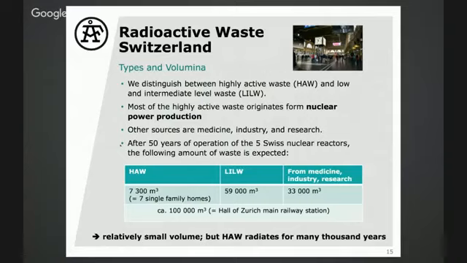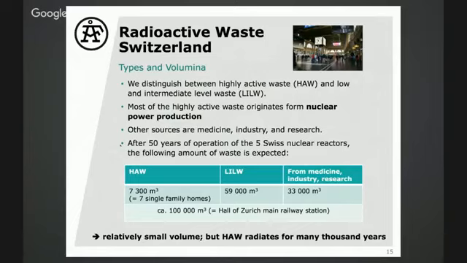This is not radiating as strongly or as long as highly active waste. It's considerably more volume, and a significant part of that not so active waste comes also from medicine, industry, and research. Now, what does that mean globally? I think we can say radioactive waste, if we just look at the volume or even the mass of it, is not particularly large.